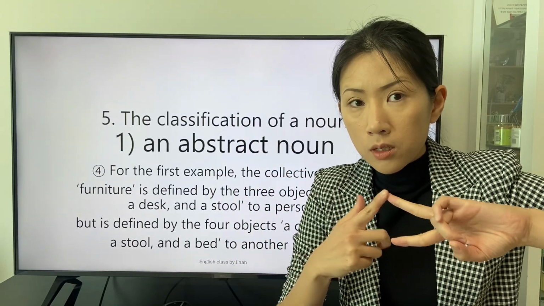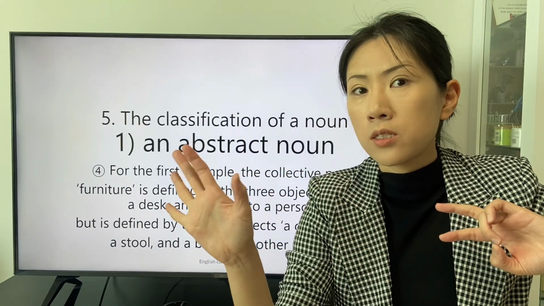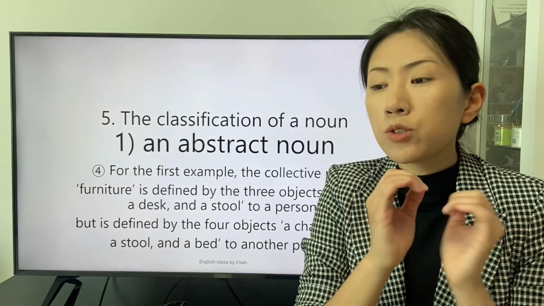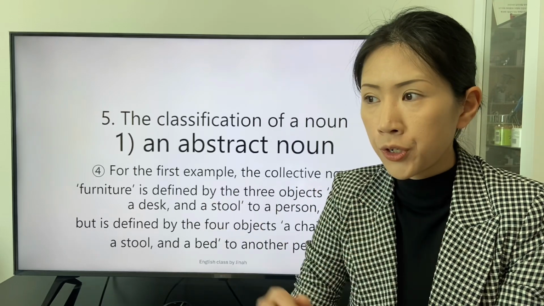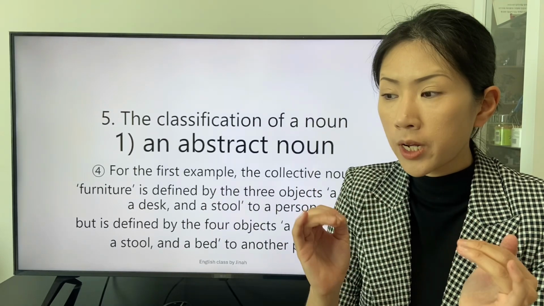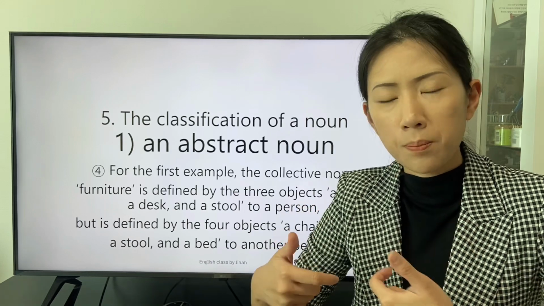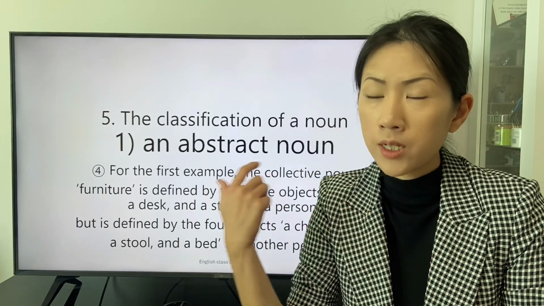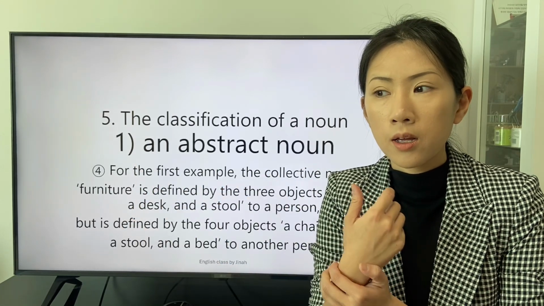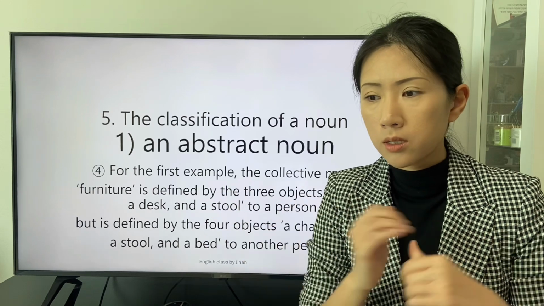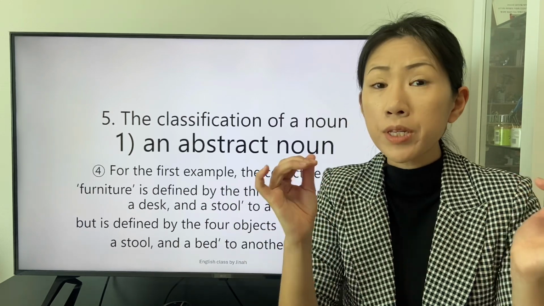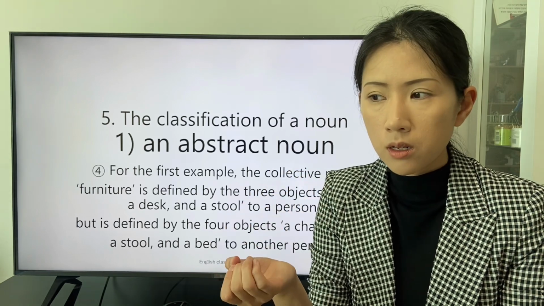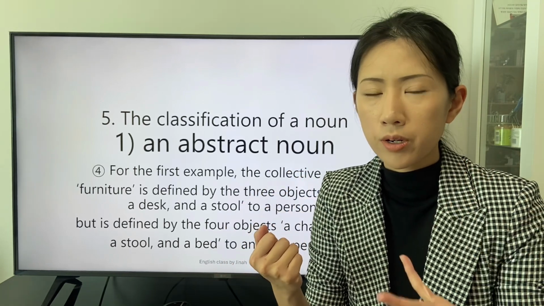So the collective noun indicates a characteristic which is metaphysical. The characteristic to define the noun furniture is that an object which is applied in the interior design in a house, but the characteristic is metaphysical. Like character is like feature.